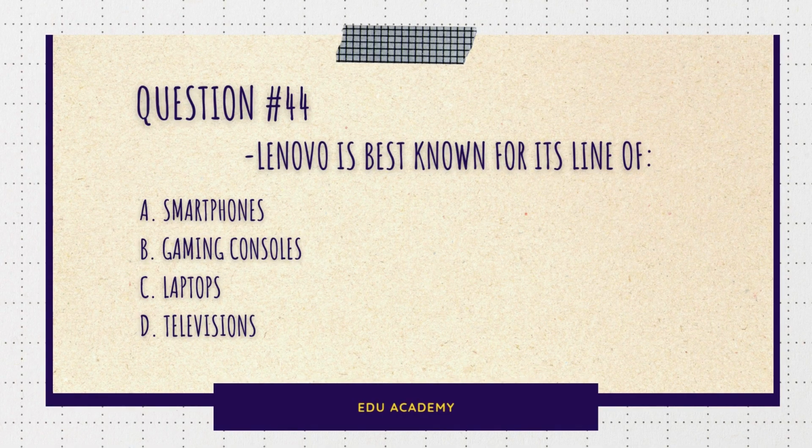Question 44. Lenovo is best known for its line of A. Smartphones, B. Gaming consoles, C. Laptops, D. Televisions. You have 10 seconds.